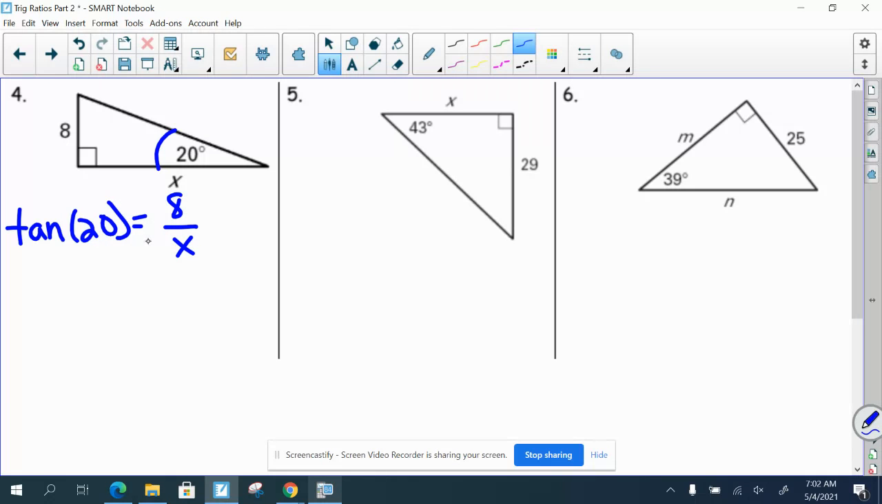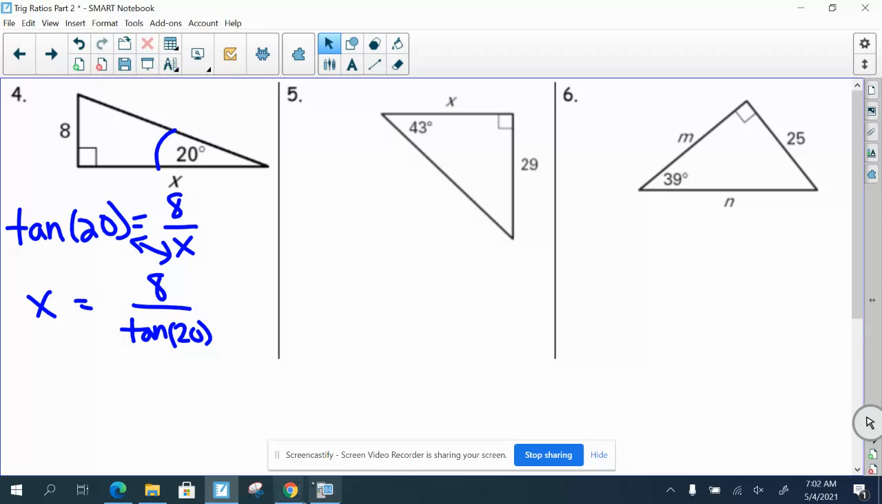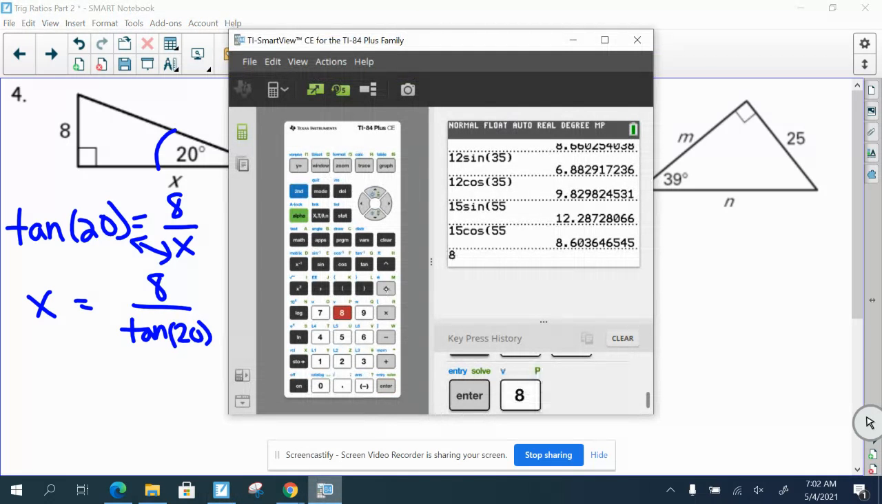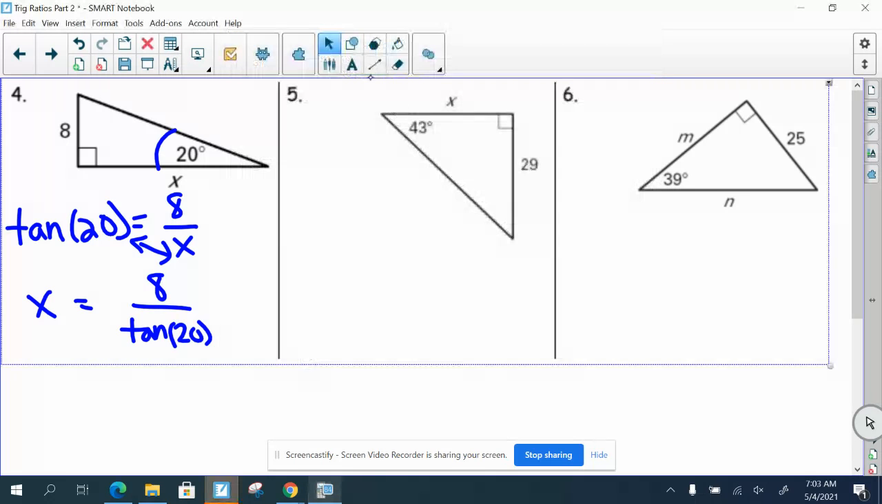And this is one of the ones from the very beginning question where we're just going to flip these two, switch these two with cross multiplication and division. So x equals 8 over tangent of 20. We're just switching the place here. So I would just do 8 divided by tangent of 20. And 21.98.